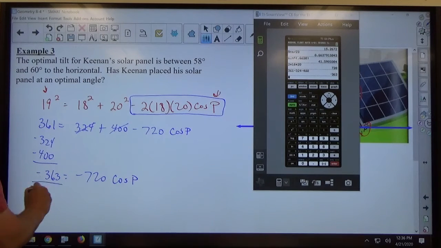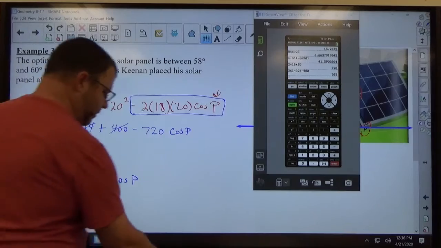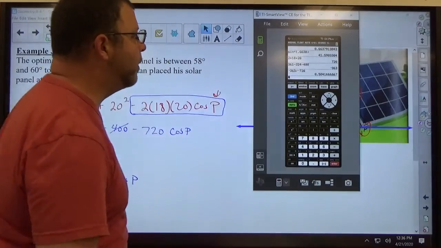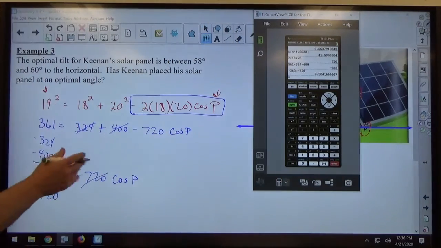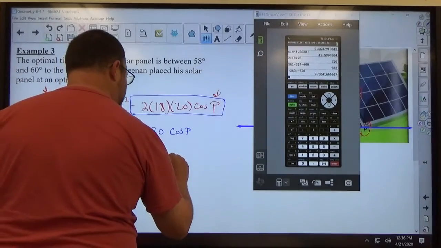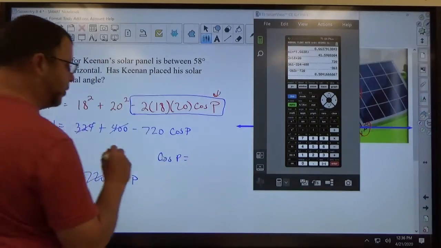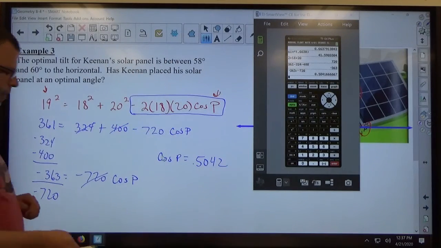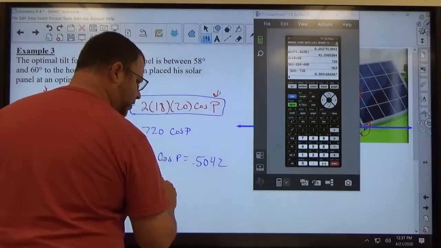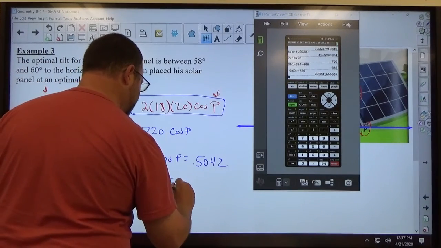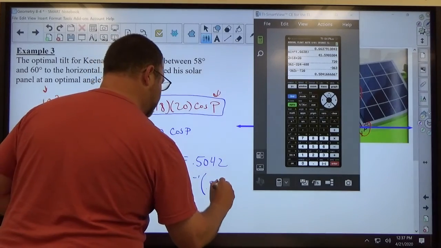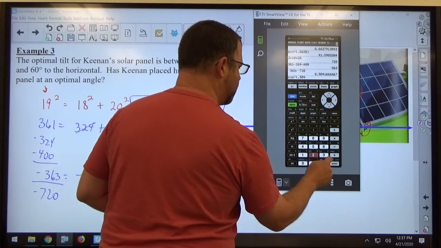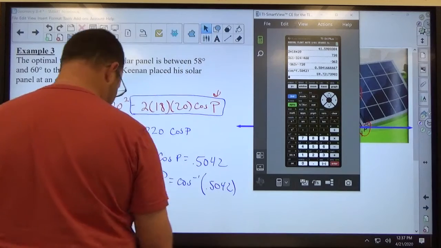So then we divide both sides by negative 720. So negative 363 divided by negative 720 is 0.5042. I do want 4 decimal places in your work, so that gives me cosine of P equals positive 0.5042. You can see here since both numbers are negative, we get a positive quotient. And since cosine of P is equal to positive 0.5042, that means that P must equal the inverse cosine of 0.5042, which is 59.7 degrees.